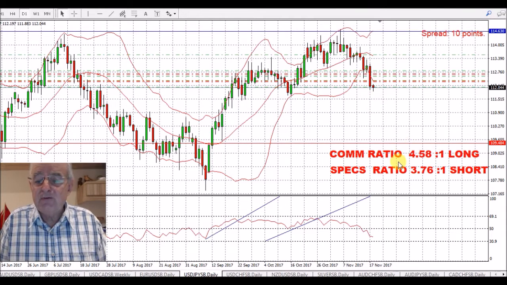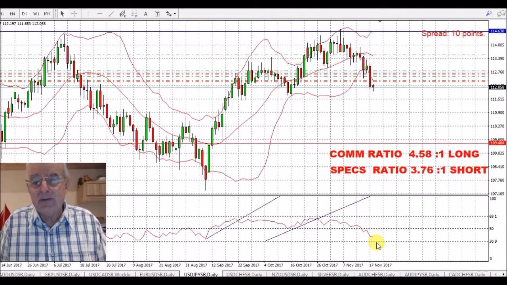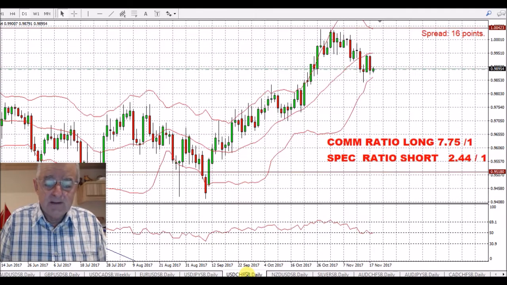We have a commercials ratio of 4.58 to 1 long the Japanese yen, short the pair. So we'll see how this goes, but like I said, I've got my stops in. I'm just coming into profit on my bottom trade here. As soon as we get that clear, we can perhaps add a little bit more.